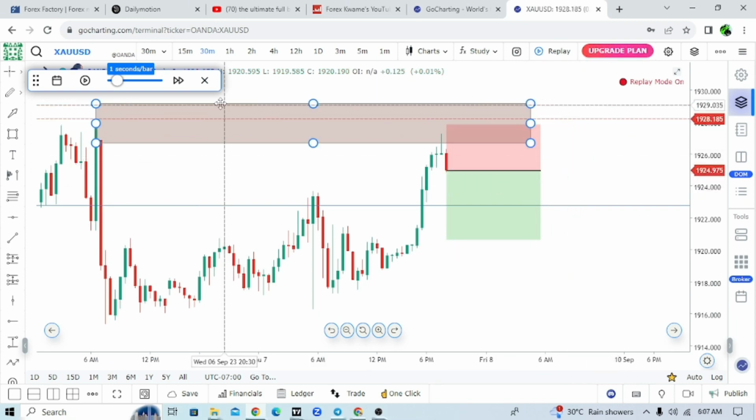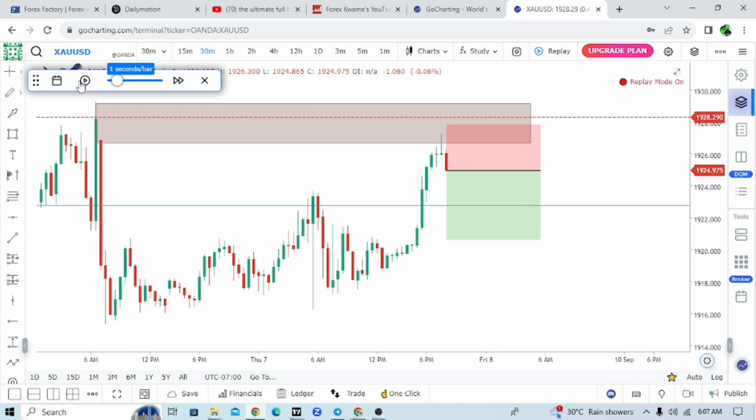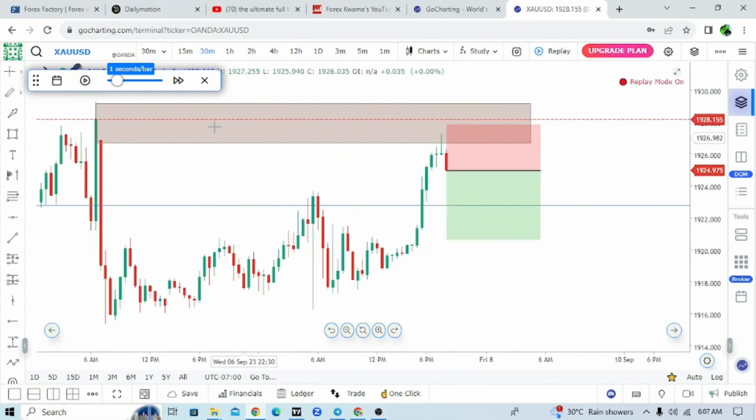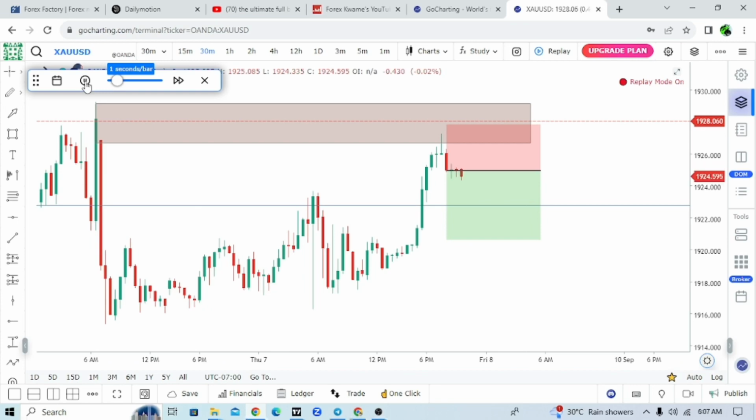So right now I'm going to play it and see how this setup is going to be, whether it is going to be a winning trade or a losing trade, okay. This is like a 1:2 risk reward ratio, and then you're going to play it. So let's go. Okay, we are waiting, guys. Wow, price nearly took us out but is still holding.